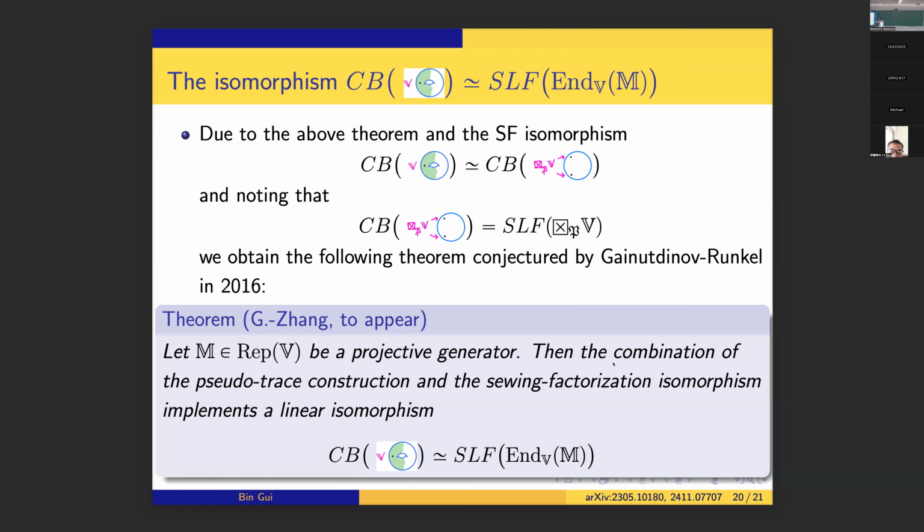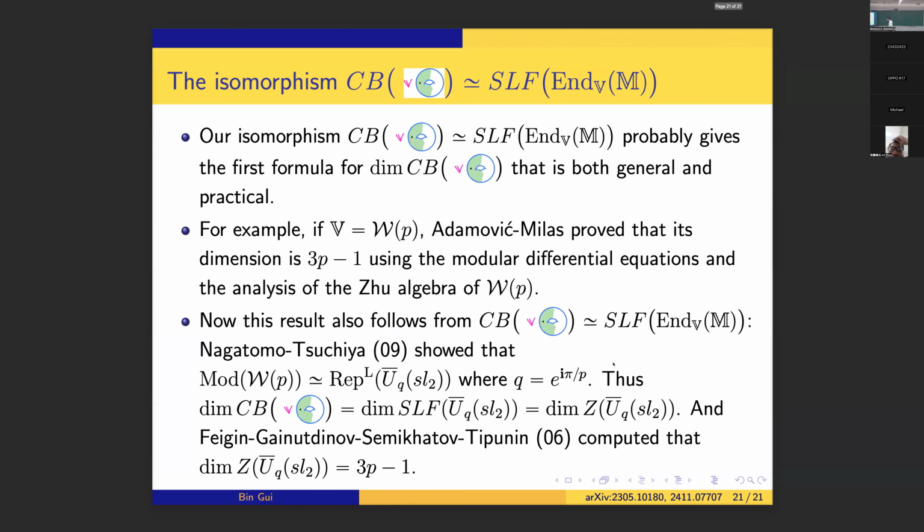This is an isomorphism from the space of torus conformal blocks to the space of symmetric linear functionals on the endomorphism algebra of N, and this isomorphism is implemented by a composition of the traditional isomorphism and the pseudo-trace construction. This isomorphism was previously conjectured by Gainutdinov and Runkel. To my knowledge, this is probably the first formula for computing the dimensions of torus conformal blocks that is both general and practical.